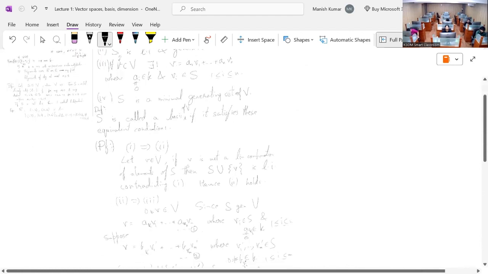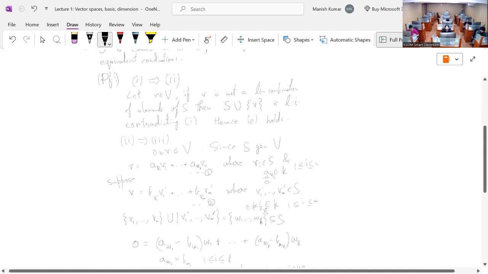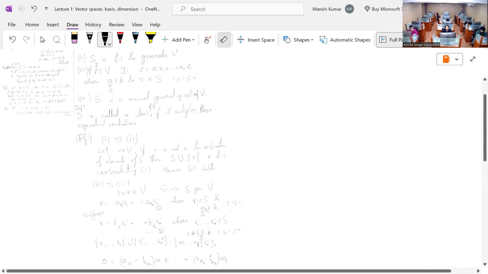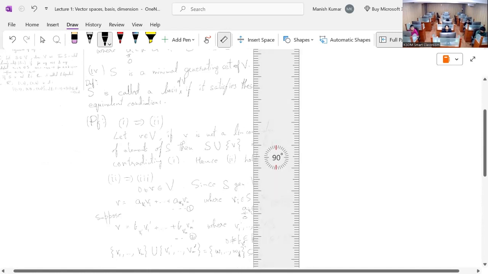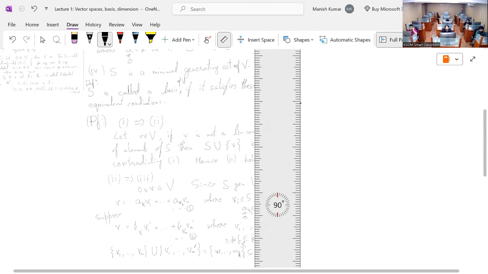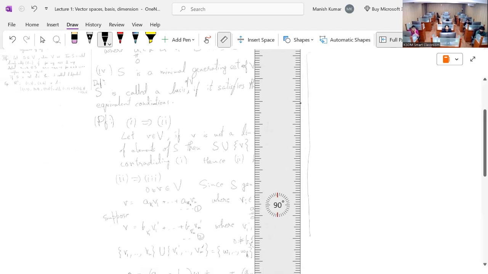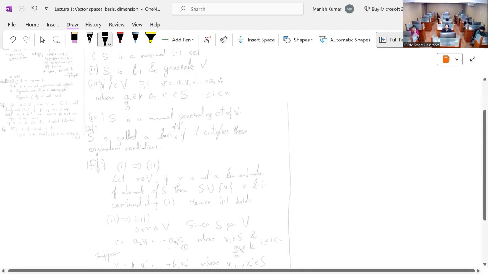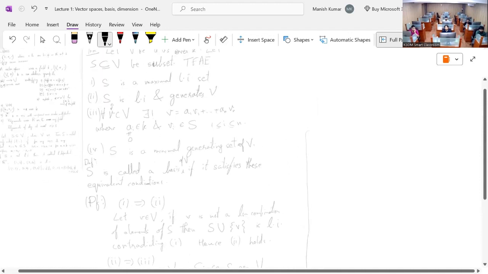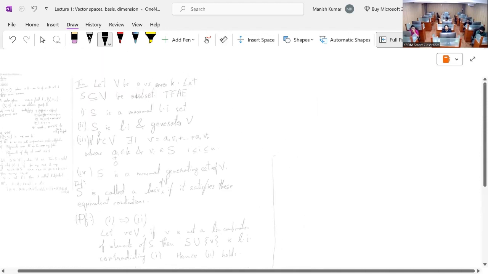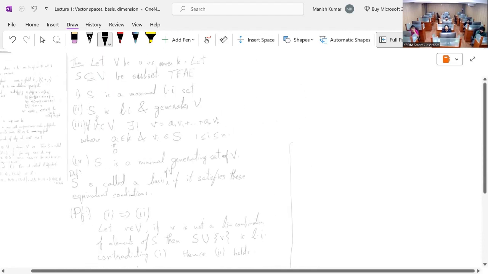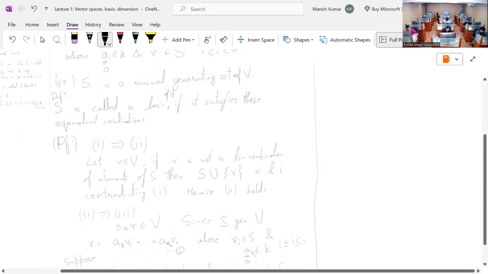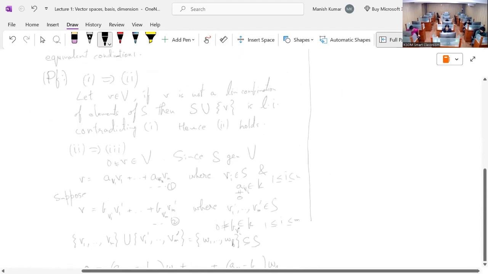let's yeah. So let me move this a bit. Okay, the scale is not helping me. Okay, but anyway. Now 3 implies 4, and then 4 implies 1 is what is left, yeah? So okay.